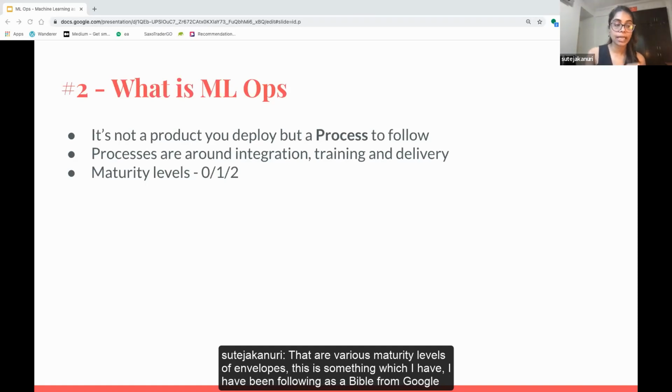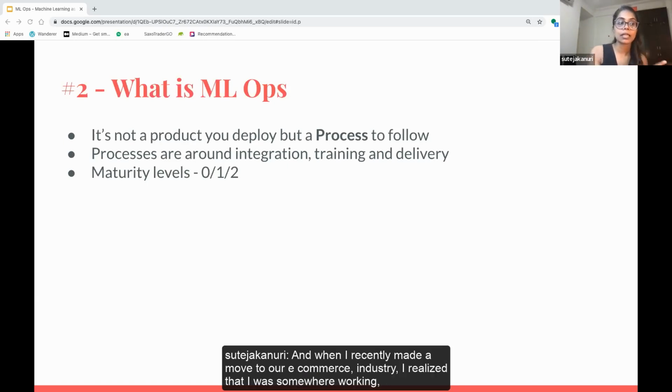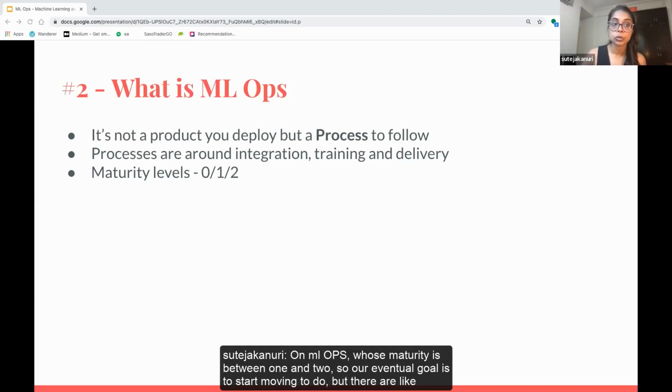There are various maturity levels of MLOps. This is something which I have been following as a Bible, from the Google paper called MLOps by Google, where they define every maturity level. A quick anecdote that I probably want to give. When I was working in the banking industry, I was working on maturity level 0. And when I recently made a move to the e-commerce industry, I realized that I was working on MLOps whose maturity is between 1 and 2. Our eventual goal is to start moving to 2, but there are different checkpoints as well. There is a 0.5, there is a 1.5 as well.